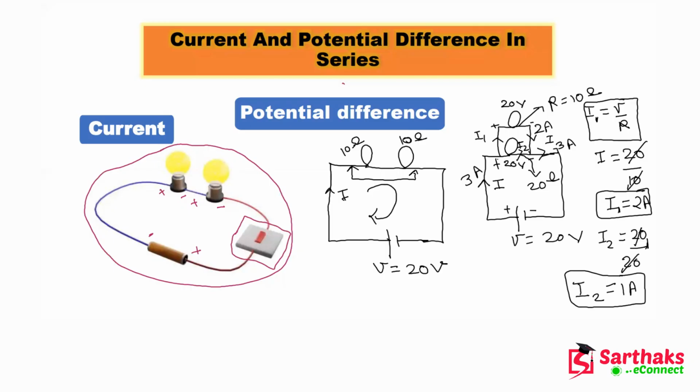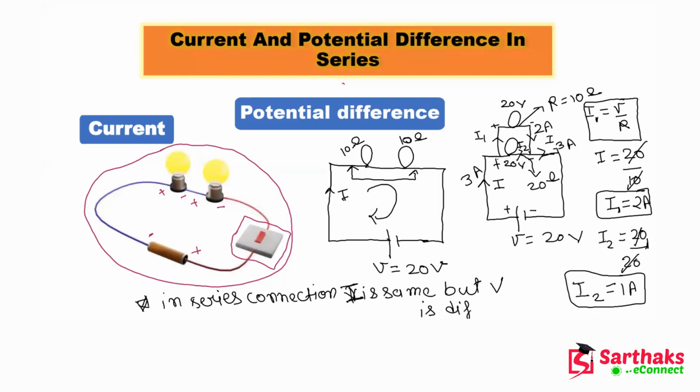Let me write it here for you. In series connection, I is the same but V is different. But in parallel connection it will be opposite. V would be the same and I is different. So now let's move ahead to the next slide.